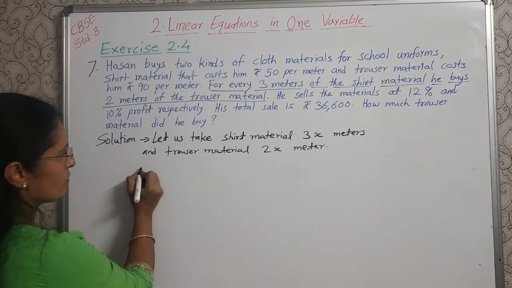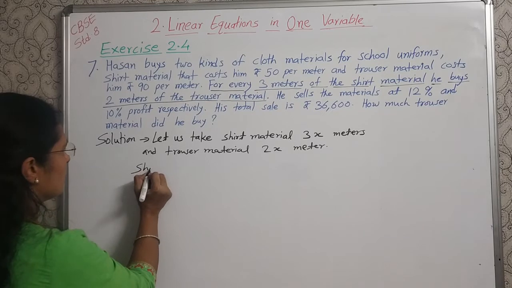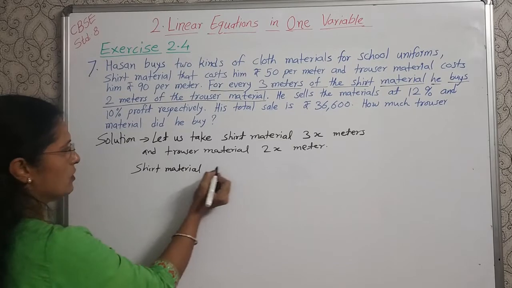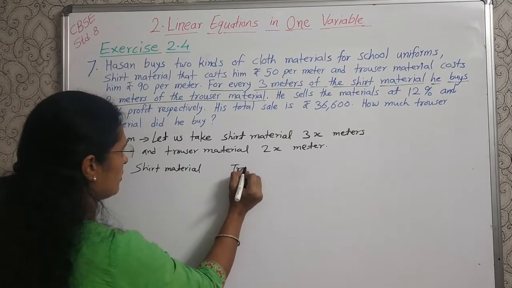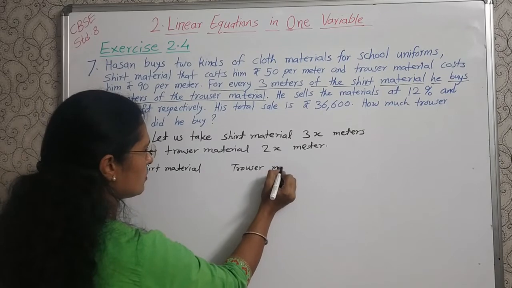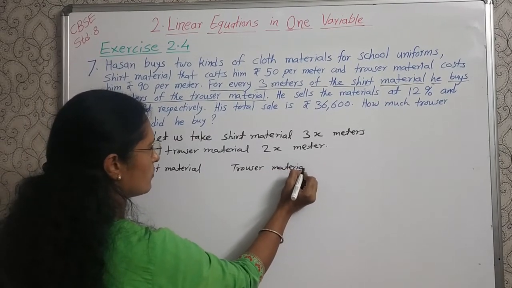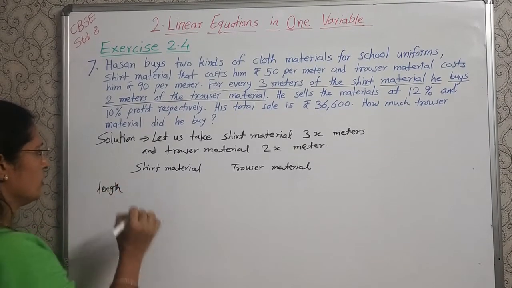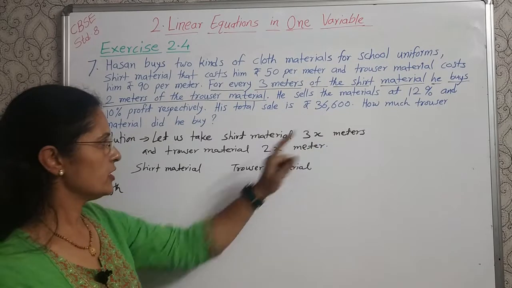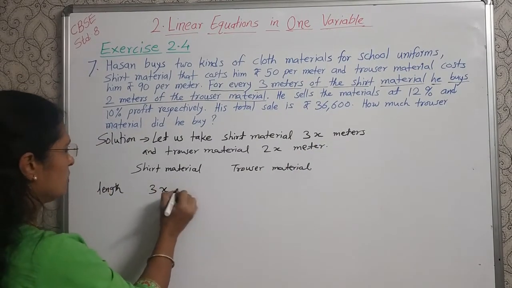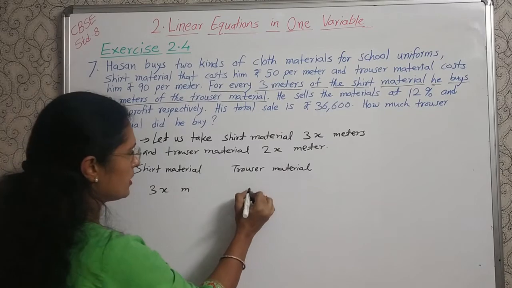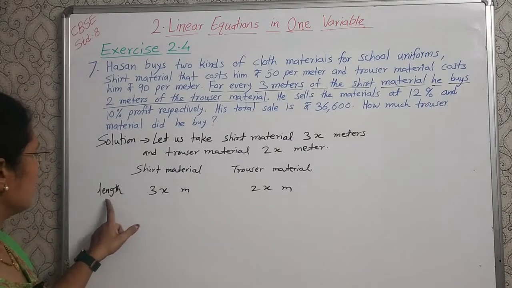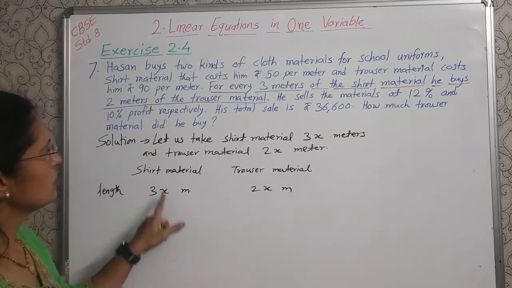See, here we'll write shirt material and here we'll write trouser material. First we'll take here length. Now what is the length for shirt material? It is 3x meters, and trouser material is 2x meters. Now after getting this length, see the cost.